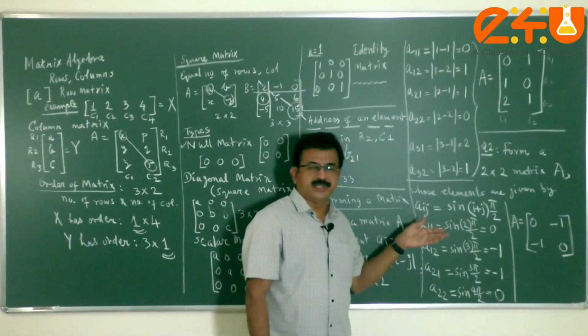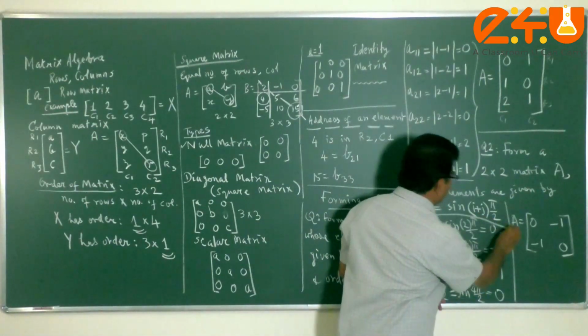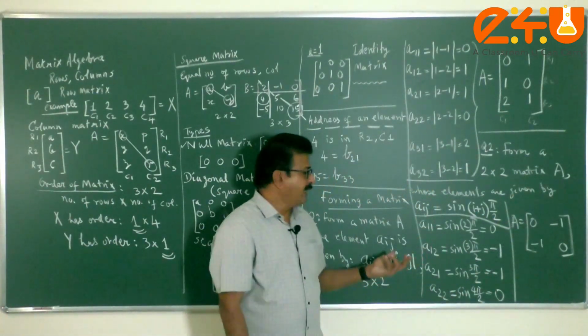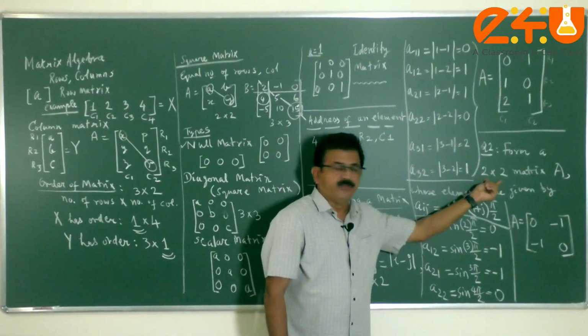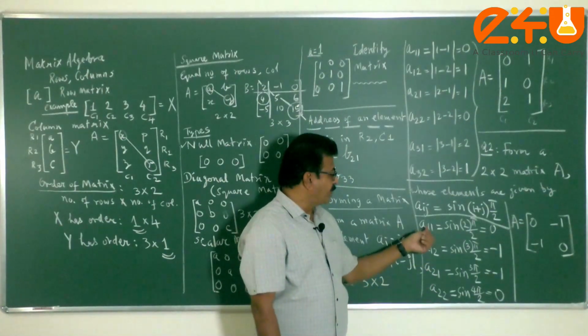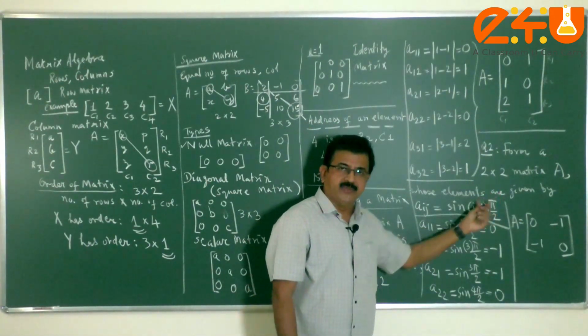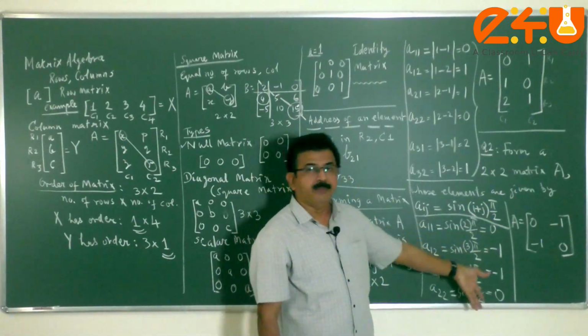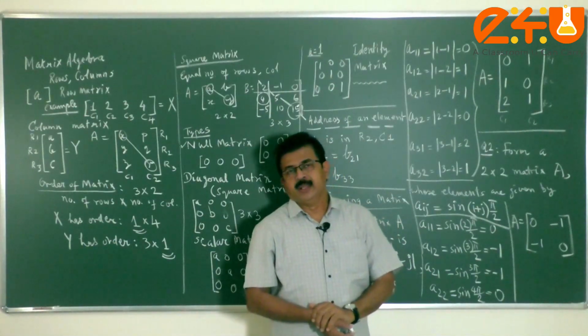Once the address is given and how to form Aij is given in the question, then what is it you do? You frame the number of elements in your mind, write the proper addresses and substitute those addresses i and j in the relevant expression given, evaluate them and compose them to get the matrix.